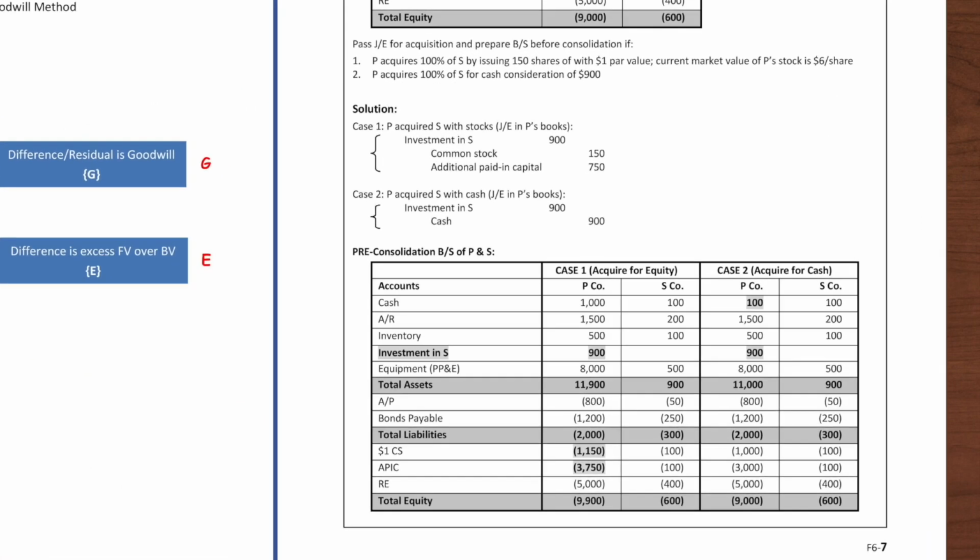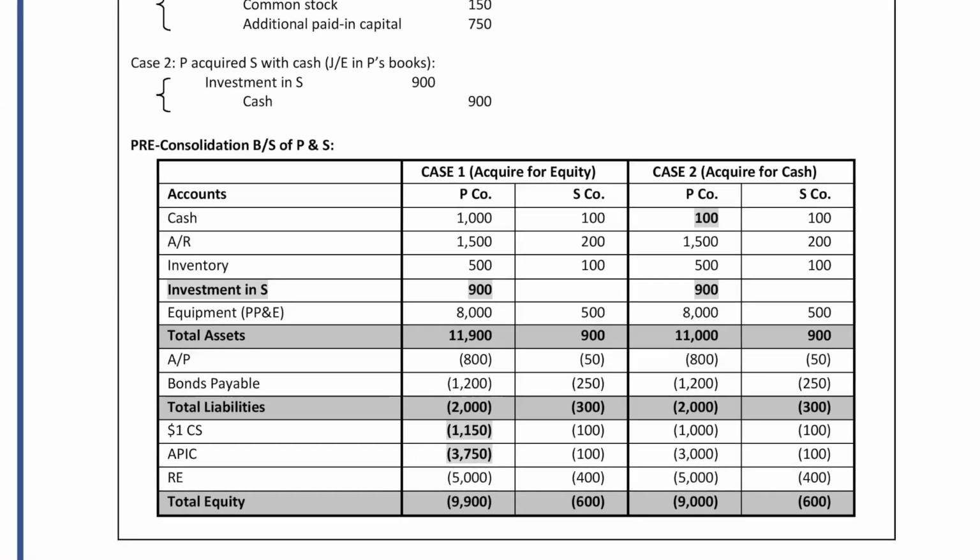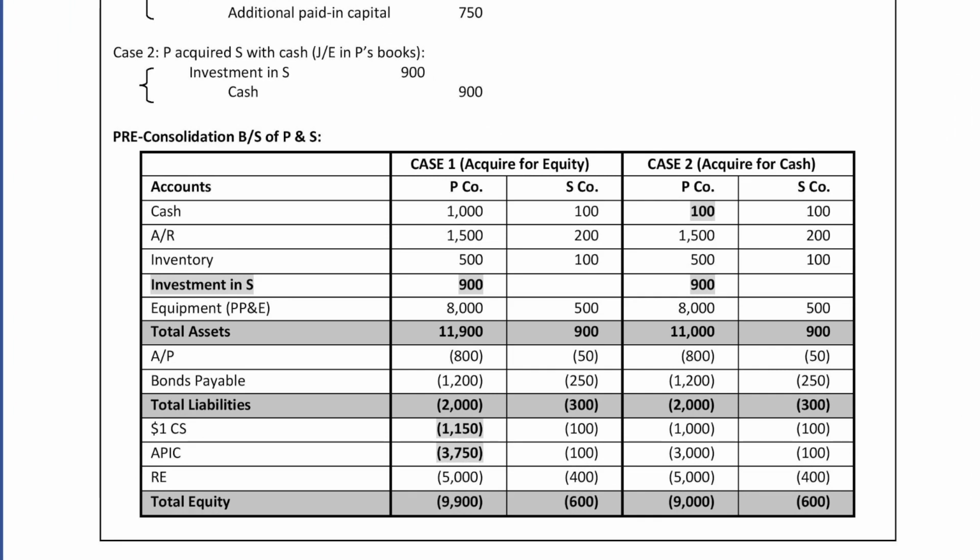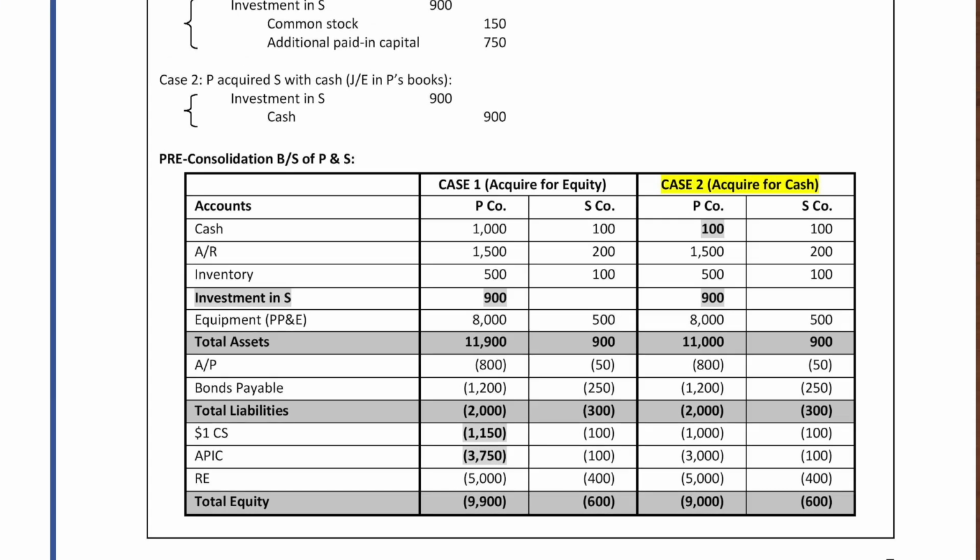Let's go to page 7 and look at the example that we've just started building up on the board. On the second half of this page, you have the pre-consolidation balance sheets of the parent and the subsidiary. And we have two cases here. Case number 1, where the parent issued 150 shares of its own stock to acquire 100% of the subsidiary. And case 2, acquire for cash, where the parent purchased 100% of the subsidiary for a cash consideration. Now, we're going to build up case 2 as we look at many more examples on the next few pages.